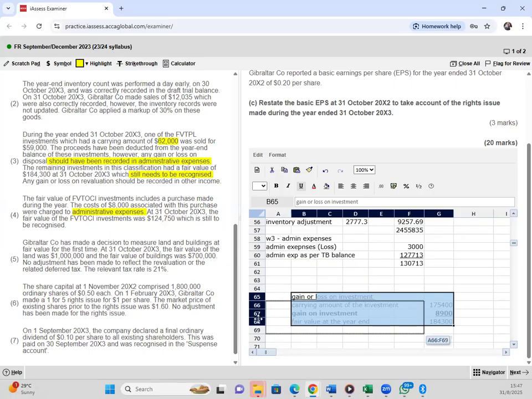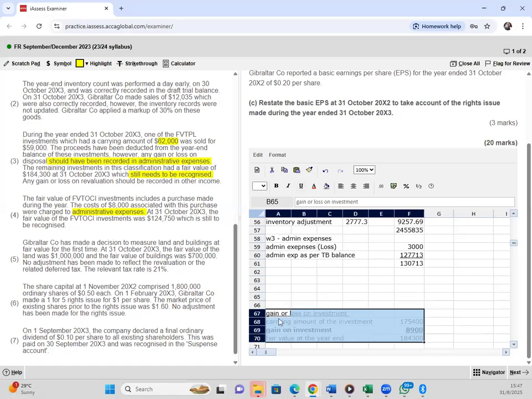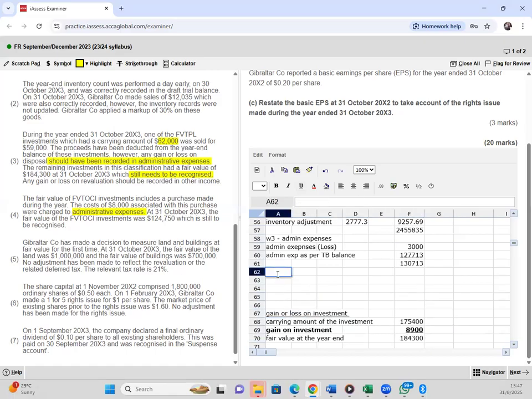Okay, so let's move on. There is the cost of investment there, which was expensed. The cost of investment is not expensed if it is fair value through other comprehensive income. This one is capitalized, so it should be removed from the expenses, and then, oh, it's 8,000. Removed from the expenses and then capitalized.